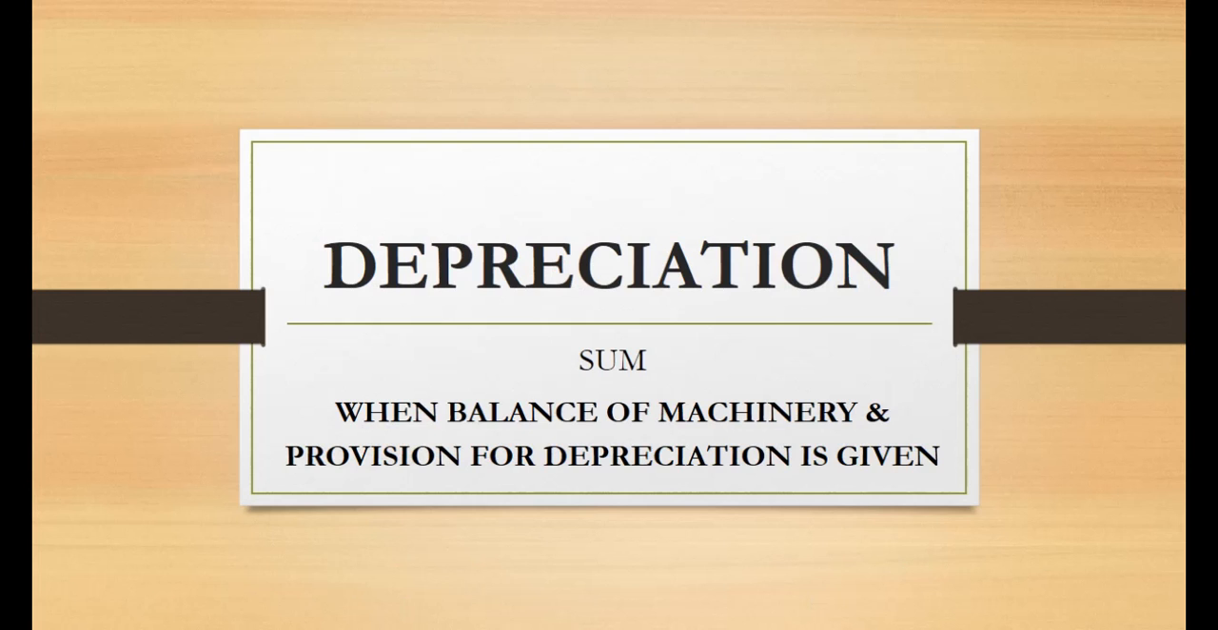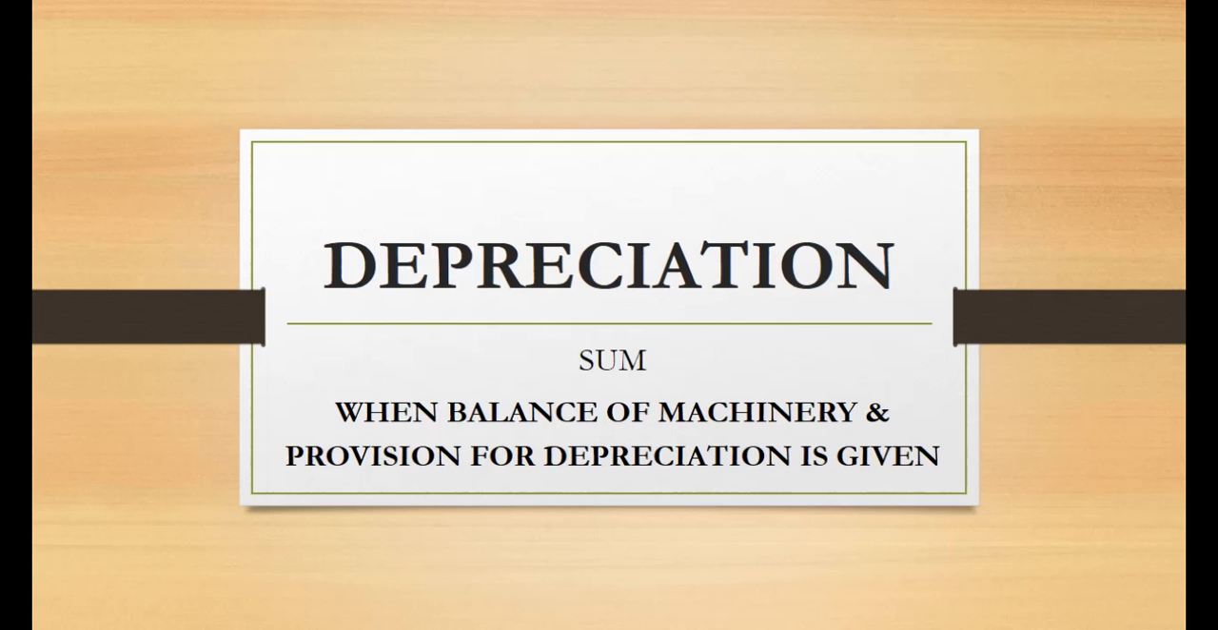We all know how important the chapter depreciation is. This chapter is important keeping in mind the calculations. Ledger posting at times seems to be simple, but calculation is very important. In this video, we are going to learn about the sum in which the balance of machinery and provision for depreciation is given. The objective of this video is just to make you understand the easiest way to solve this type of sum, as I know many of us face the problem while solving such type of sums.